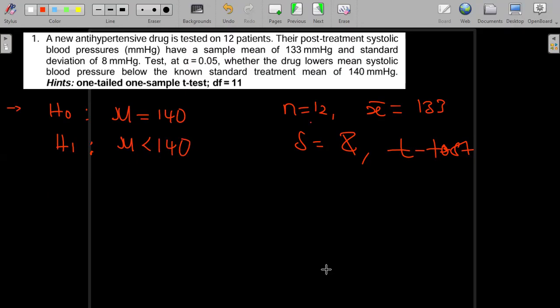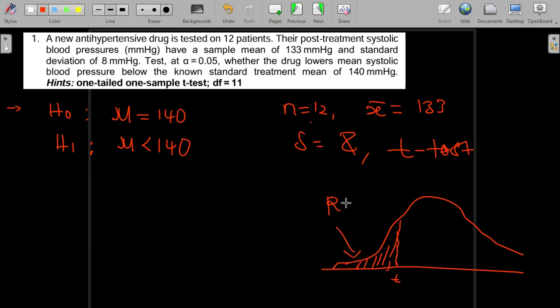Okay, so if I draw my distribution like this, it means I'll have to find a value of t somewhere here, such that wherever comes before this value of t is the rejection region. And whatever value of t I'm going to calculate, since this mean is less than, is going to be negative here. So this is our hypothesis.